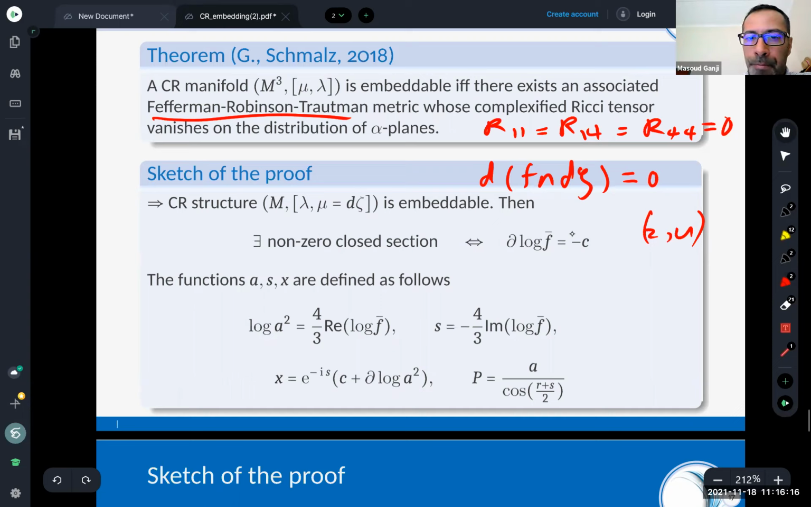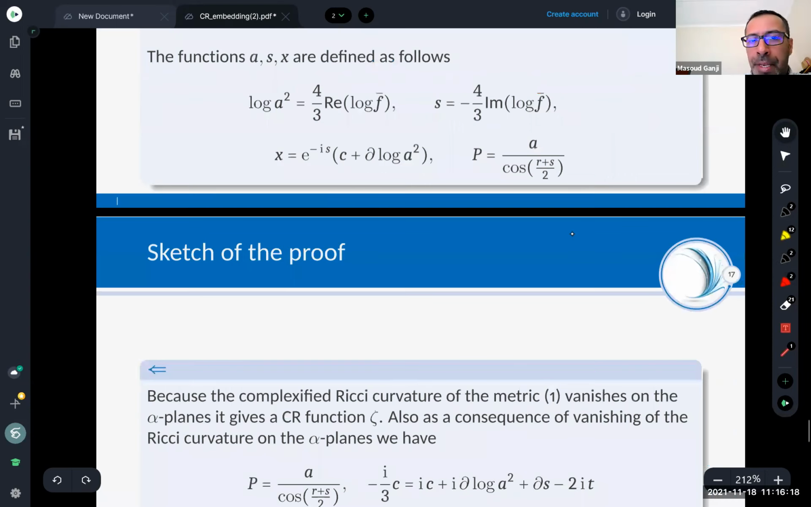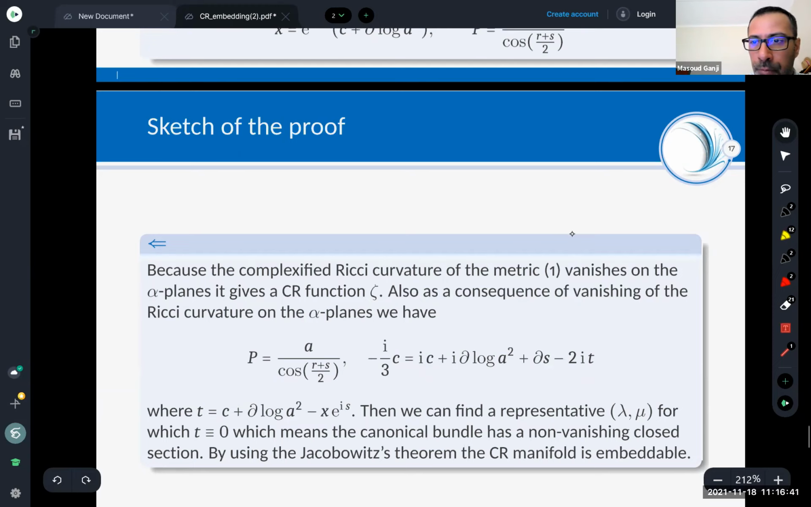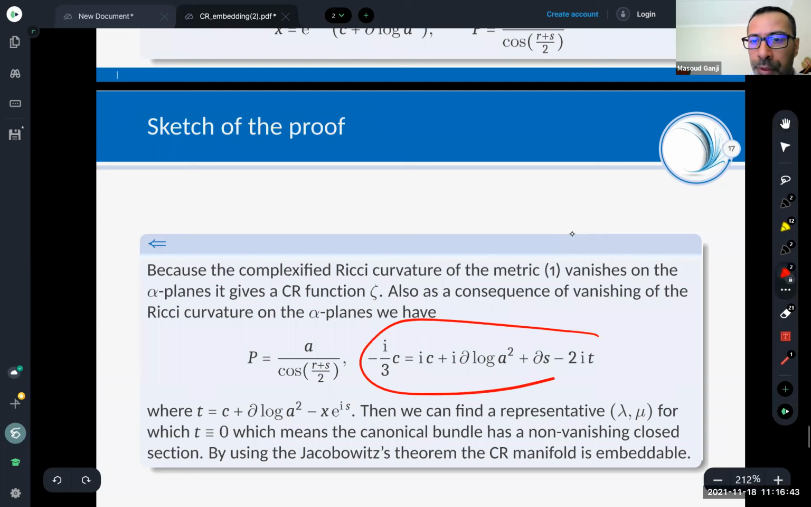The other side, if the complexified Ricci tensor vanishes on alpha planes, it gives us, that's the approach by physicists, one CR function. And once we have this one CR function, by looking at the Ricci equations, we get this equation. This is equivalent to R24 being 0.